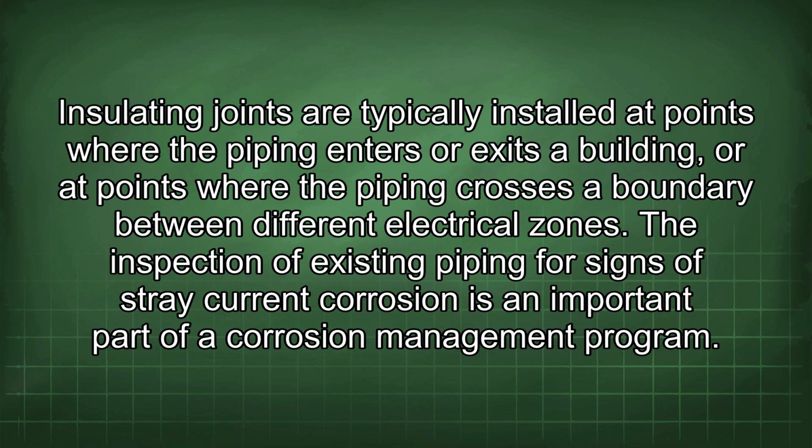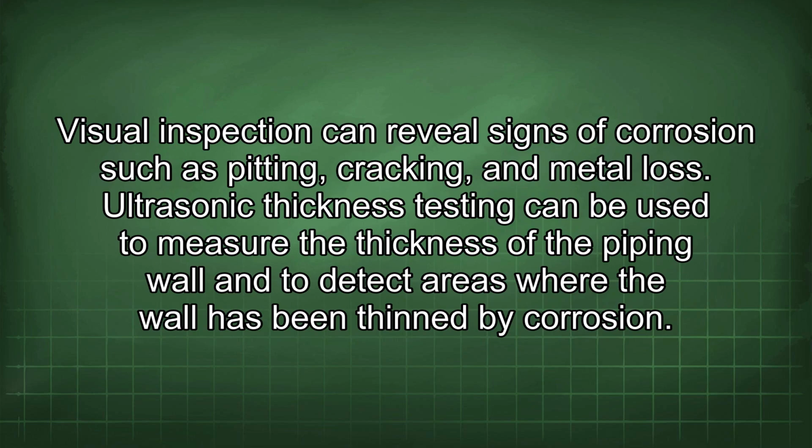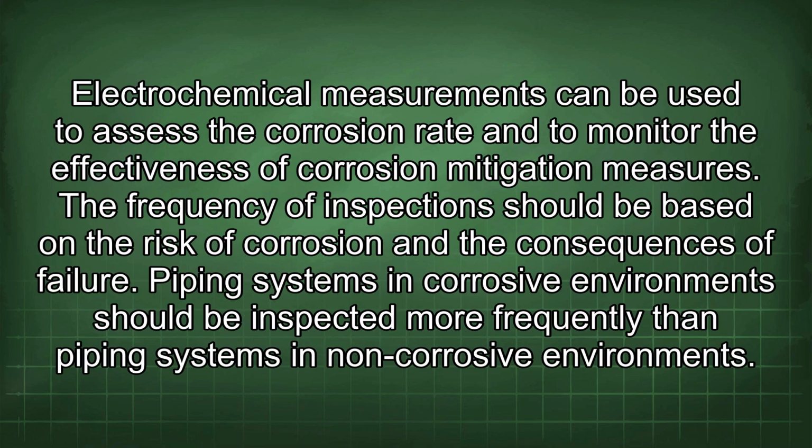The inspection of existing piping for signs of stray current corrosion is an important part of a corrosion management program. Visual inspection can reveal signs of corrosion such as pitting, cracking, and metal loss. Ultrasonic thickness testing can be used to measure the thickness of the piping wall and to detect areas where the wall has been thinned by corrosion. Electrochemical measurements can be used to assess the corrosion rate and to monitor the effectiveness of corrosion mitigation measures.